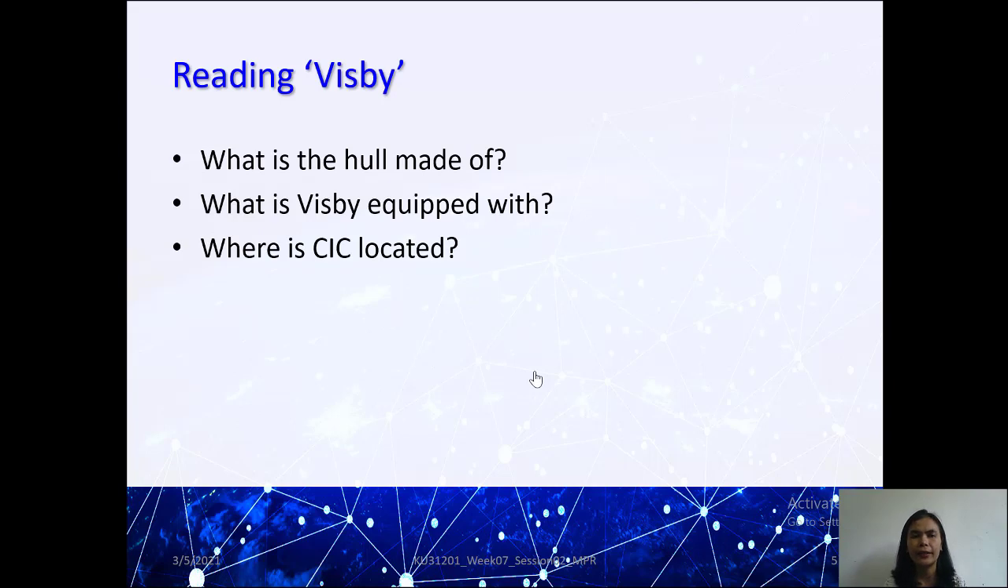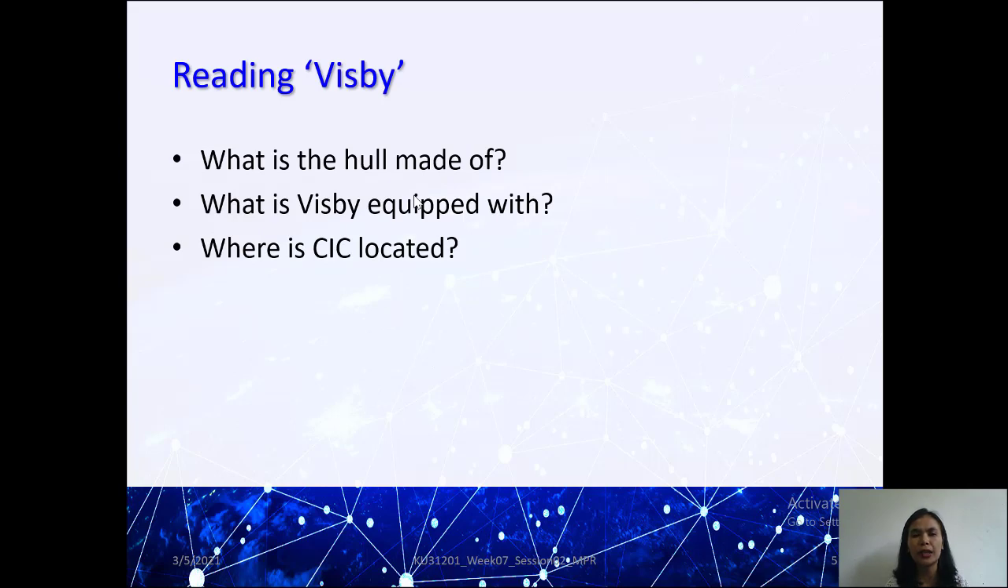Now this activity is going to be a reading activity, and I have put the reading in our campus information system. Have a look at the reading, and then I want you to answer 3 comprehension questions. What is the hull made of, what is Frisbee equipped with, and where is CIC located? You will find the answer if you read the text. And don't forget for the reading, please record your voice, and then later we'll check the pronunciation in our practicum session. So that's the first activity.